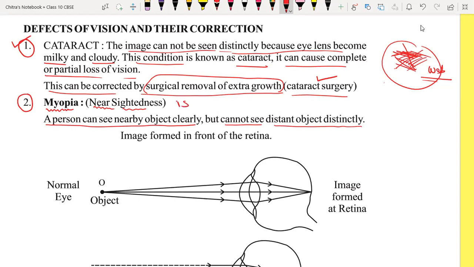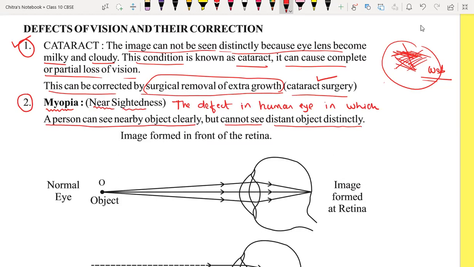the defect in the human eye in which a person can see nearby objects clearly but cannot see distant objects distinctly or clearly. It's called myopia.